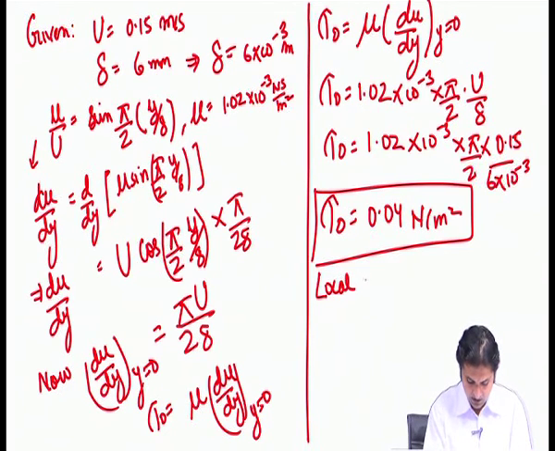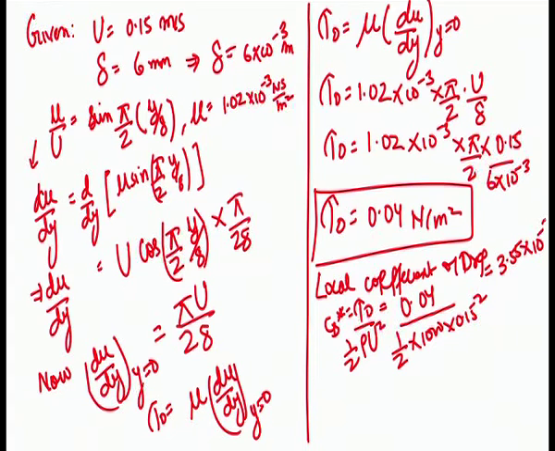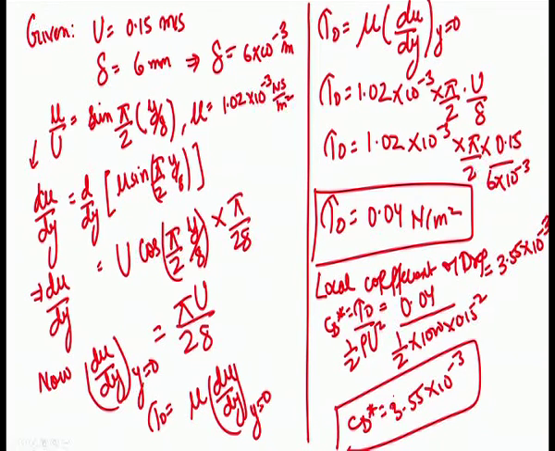So the local coefficient of drag, CD star, is given as tau naught by half rho capital U square, and simply putting in the values, 0.04 divided by half into 1000 into 0.15 whole square, this comes out to be 3.55 into 10 to the power minus 3, or CD star finally is 3.55 into 10 to the power minus 3.